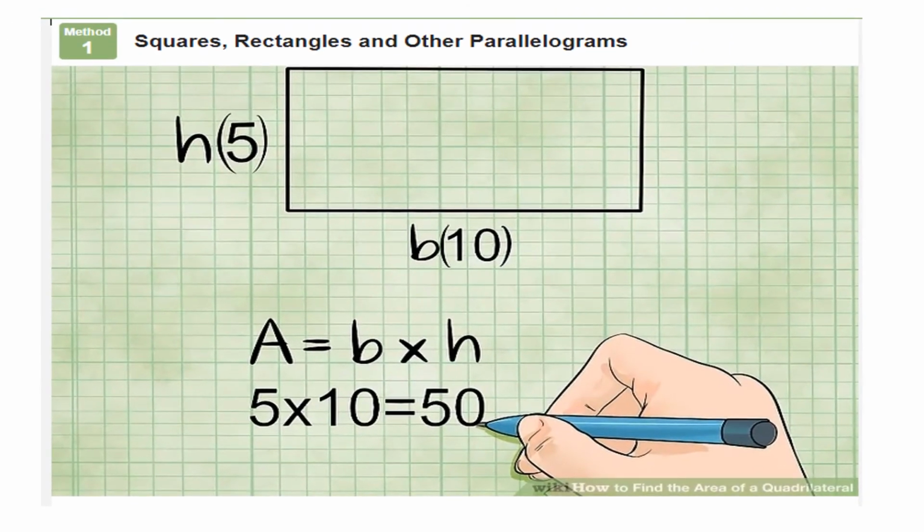So this is a square, rectangles, and other parallelograms. You see? This is what? A rectangle with the height of 5 and the base of 10. So you are going to multiply A is equal to B times H. 5 times 10 is equal to 50.